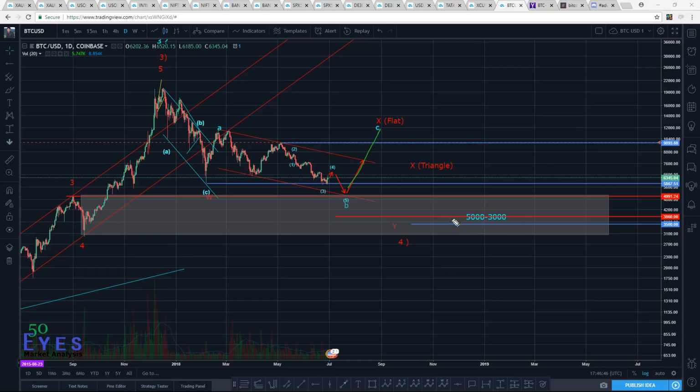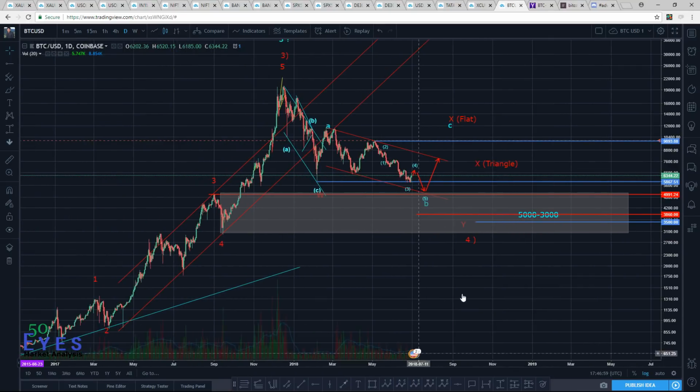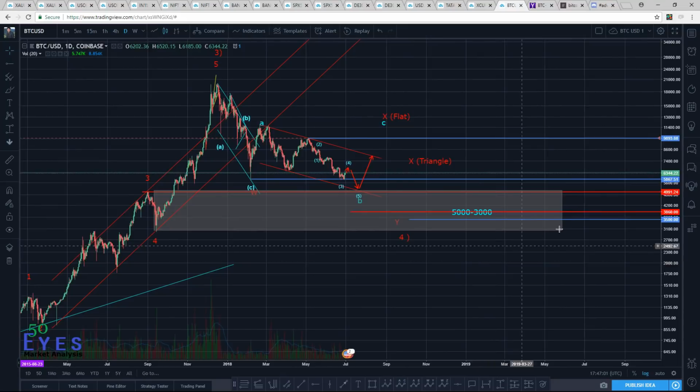Please also note that this is a guideline that wave 4 will end in the price territory of wave 4 of one lesser degree. It's not a rule. So theoretically it can go lower, but we are here to discuss probabilities, and the probabilities favor this price zone.